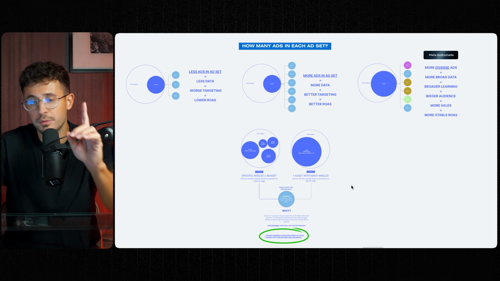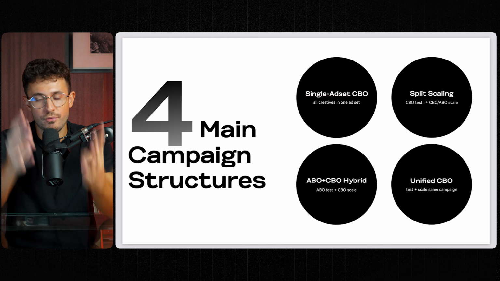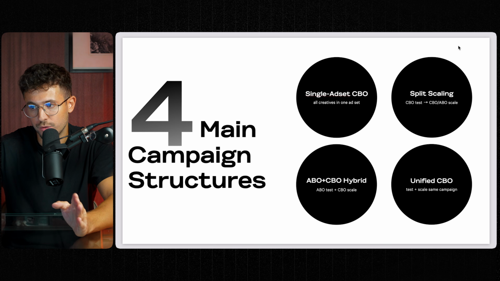Now, let me jump to the presentation so I can show you the metrics. Okay, so there are 4 main campaign structures that we need to use. The single ad set CBO, all creatives in one ad set.